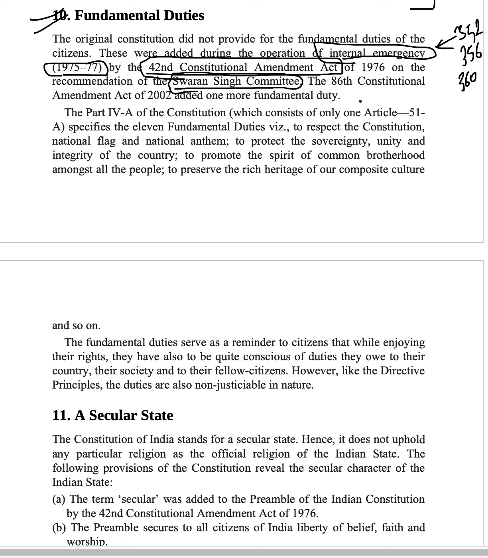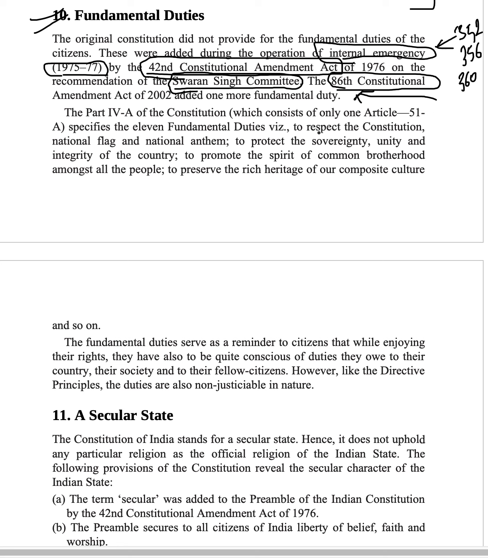Remember this name also. The 86th Constitutional Amendment Act of 2002 added one more fundamental duty, which is the responsibility on the parents to teach their children. So just remember this 86th Constitutional Amendment also. Now this part 4A of the Constitution, which consists of only one article, 51A, specifies the 11 fundamental duties.